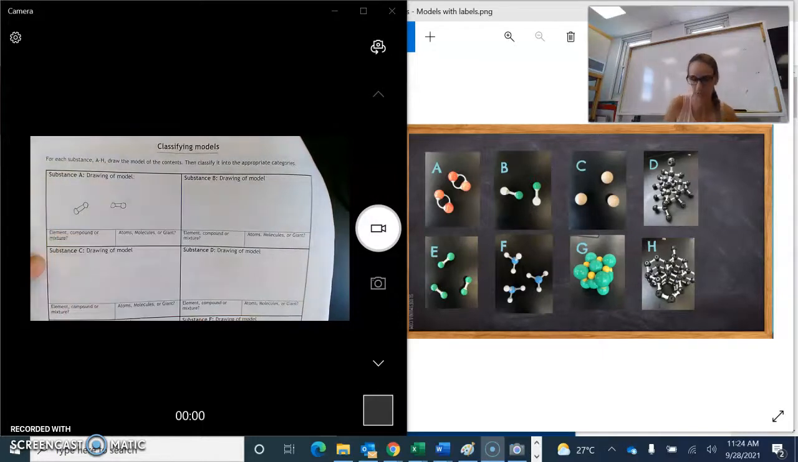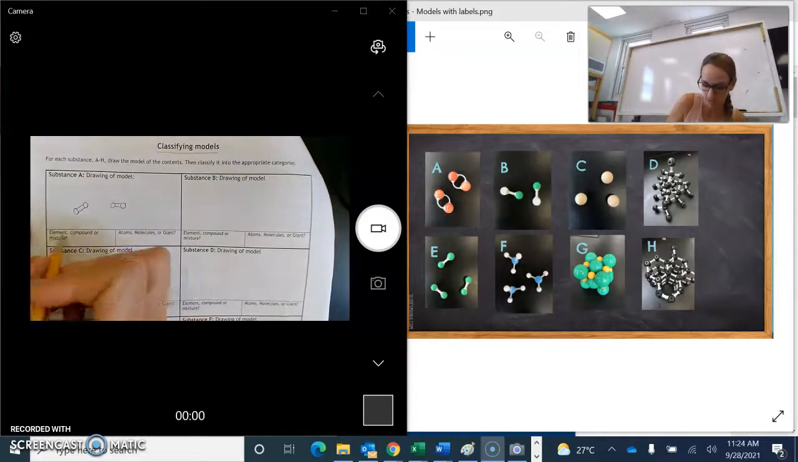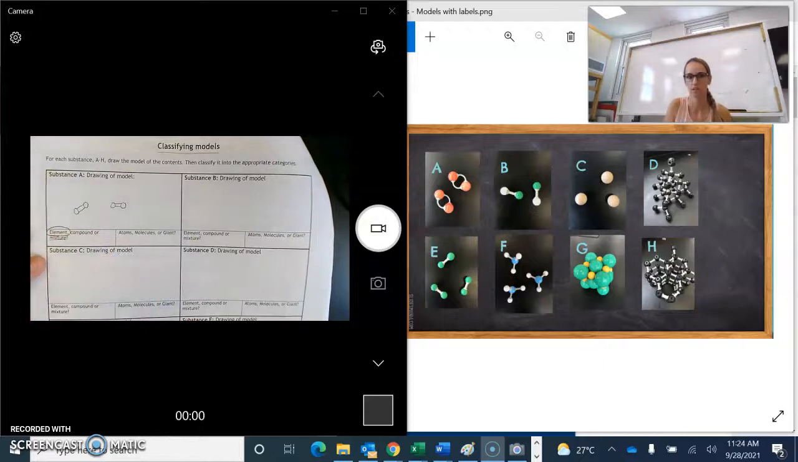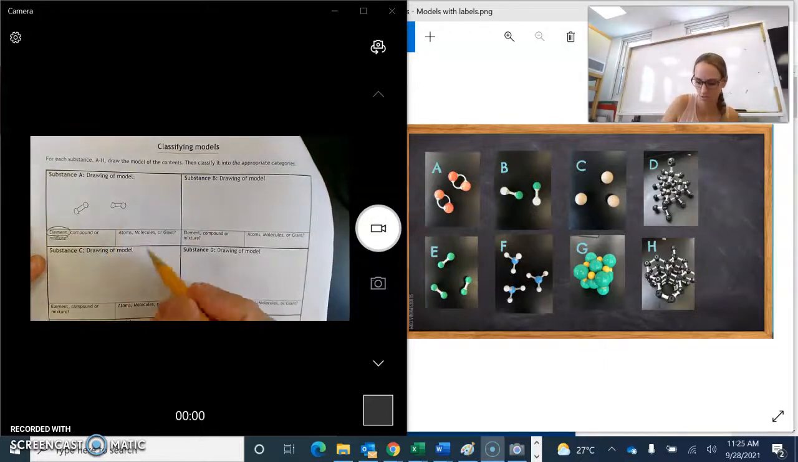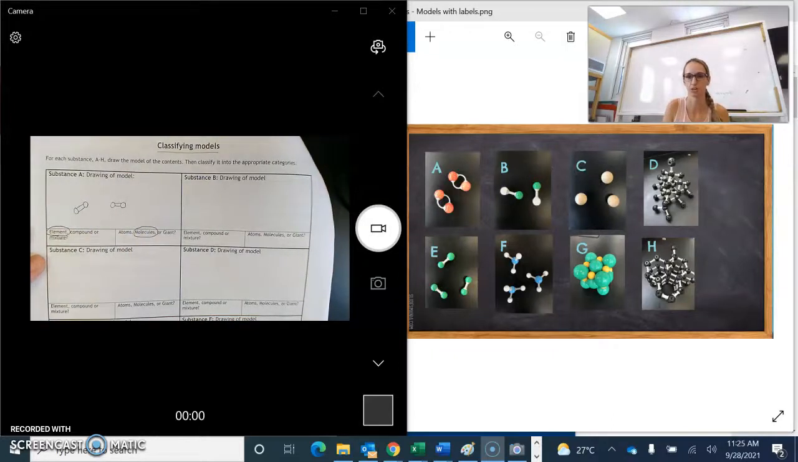And there's the second one. These are both red. They're the same type of atom, so this is an element. They're not single atoms. They're going around in pairs. So this is a molecule. And that's it. That's all I have to do for A.